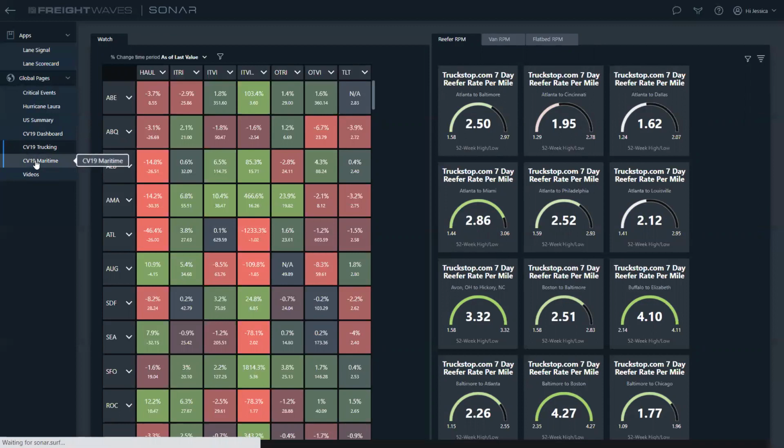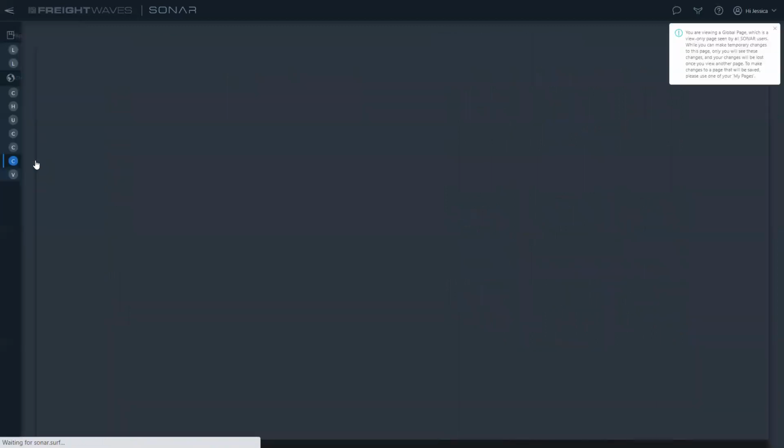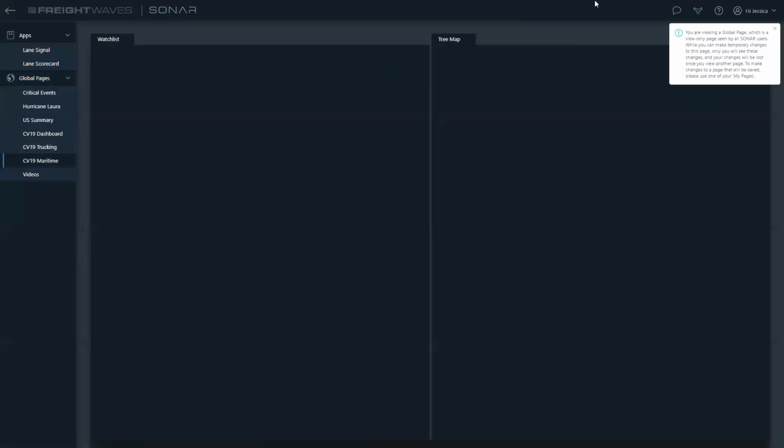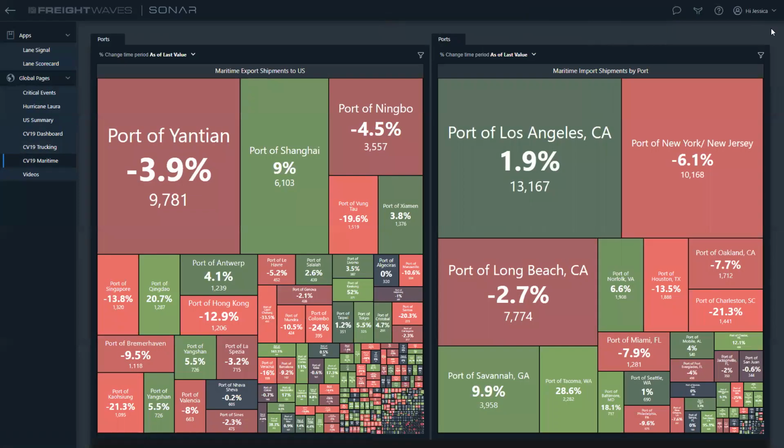The next one is for CV19 maritime data. This is just a quick view of imports and exports by port. The left-hand side is export, the right-hand side is import. These top left boxes mean that it is the largest, this one is the largest port that has imports. So Los Angeles is the largest, and day over day, we have an almost 2% increase.